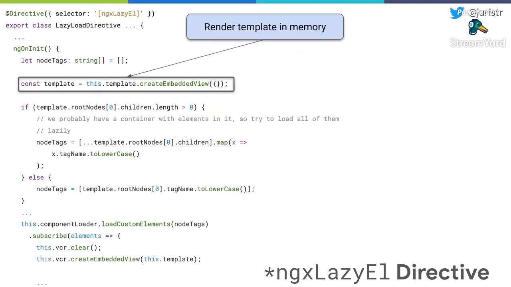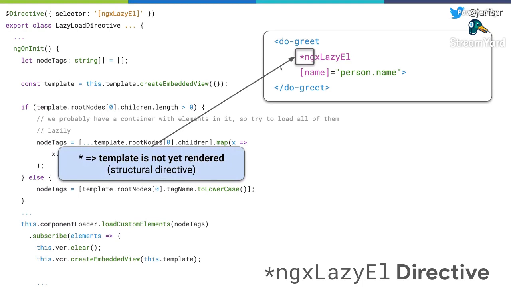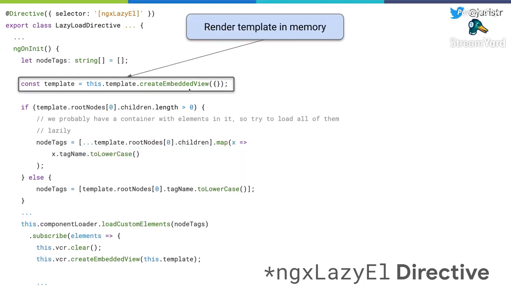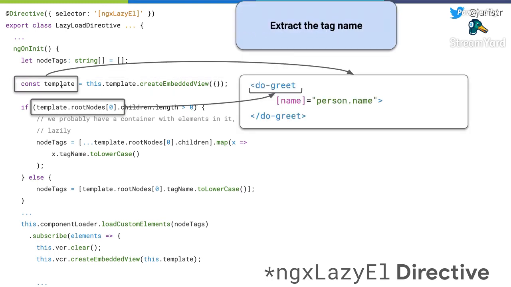Now inside that lazy load directive, which you see here in the ngOnInit, I grab the template, which I get automatically when I have this structural directive, and I just render it in memory. And what this gives me is that it allows me to access the structure behind the scenes, which I can navigate. And one piece of information I need is that selector, because that selector is required for me to look up that registry and know what module I have to lazy load.